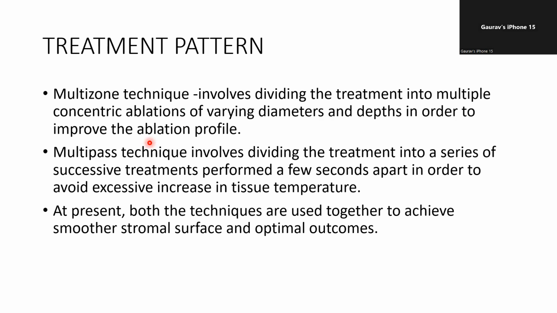So there was introduction of a new treatment pattern as well. There are two types of treatment patterns which can be done. One is multi-zone technique and one is multi-pass technique. Multi-zone technique involves dividing the treatment into multiple concentric ablations of varying diameters and depths in order to improve the ablation profile. Multi-pass technique, whereas, involves dividing the treatment into a series of successive treatments over a few seconds in order to avoid excessive increase in tissue temperature. In the current machine, both multi-zone and multi-pass techniques are used to achieve optimal smooth stromal surface and great outcomes.